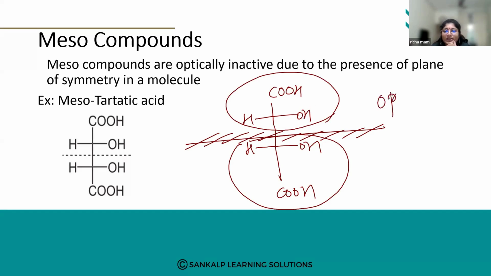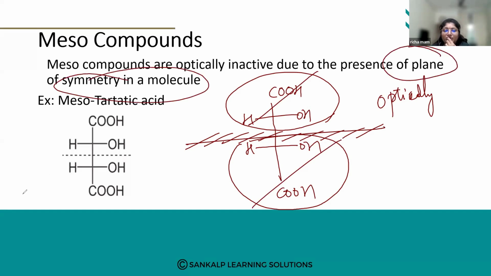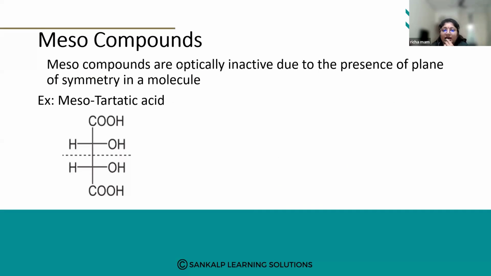It will be optically inactive. Why is it optically inactive? Because this will cancel each other due to the presence of symmetry in the molecule. So meso compounds, what do you mean by meso compounds? They are optically inactive due to the presence of a plane of symmetry in the molecule.